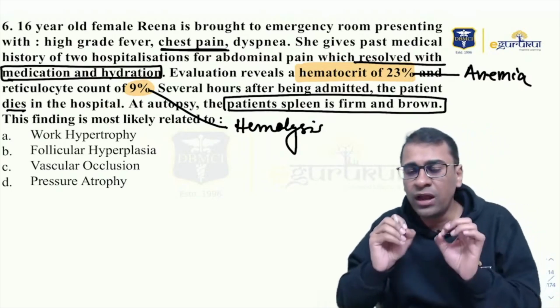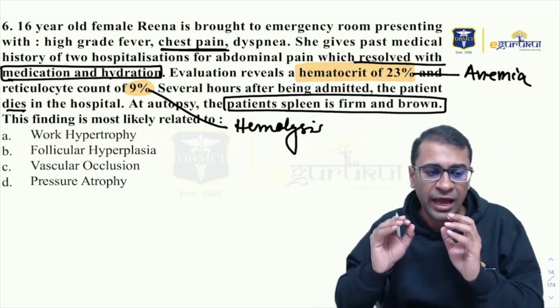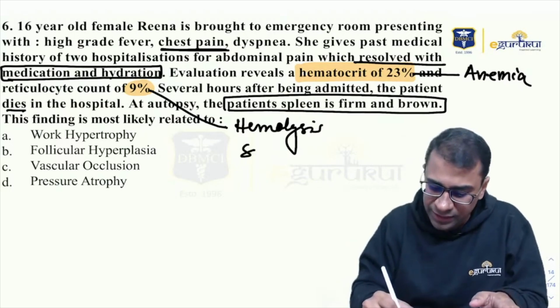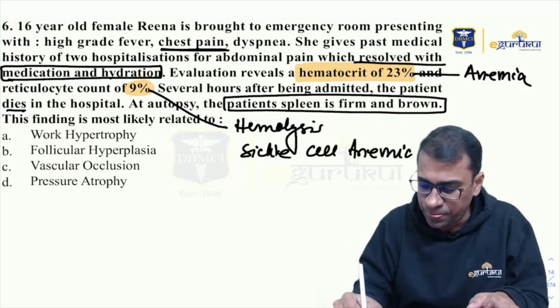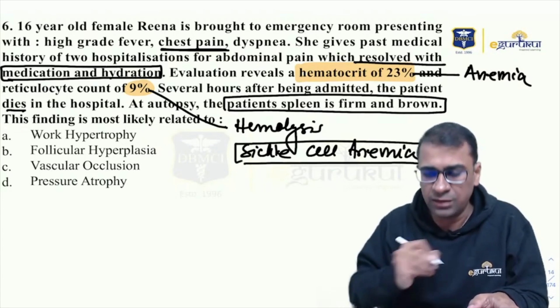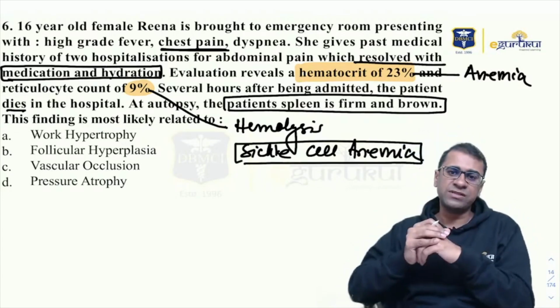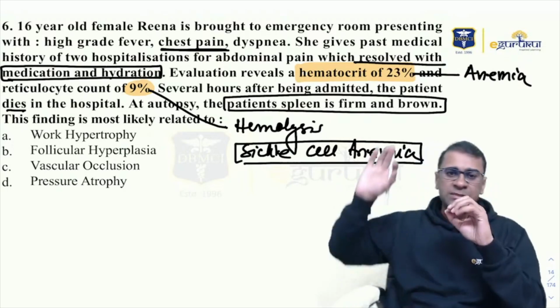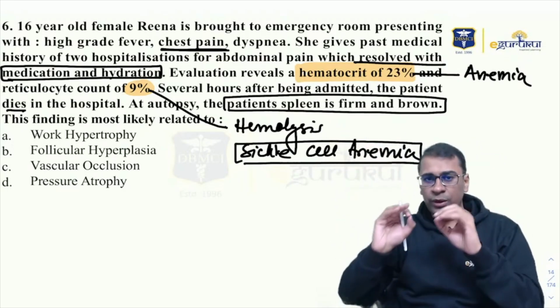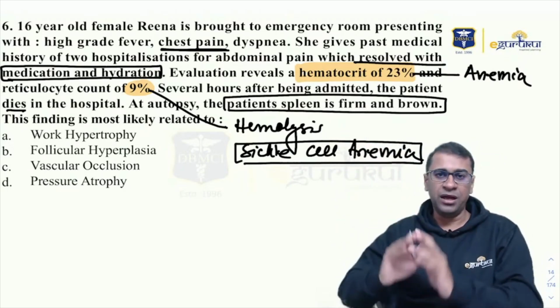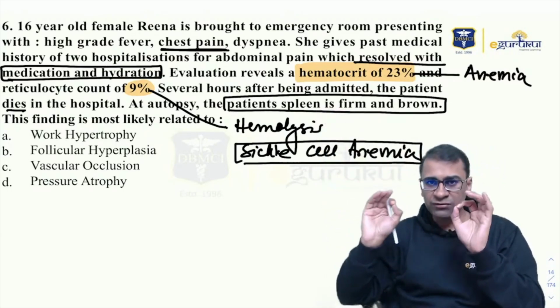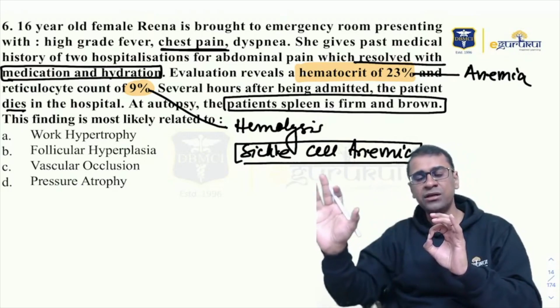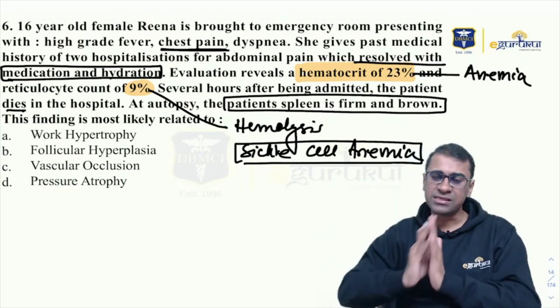These are all given histories in the MCQ, and they are all probably what? Yes, you correctly guessed it. Sickle cell anemia. Those who are wondering why it's a case of sickle cell anemia, please understand, this is a case of hemolytic anemia. In hemolytic anemias, which of them will respond to medication or hydration? It's sickle cell anemia.